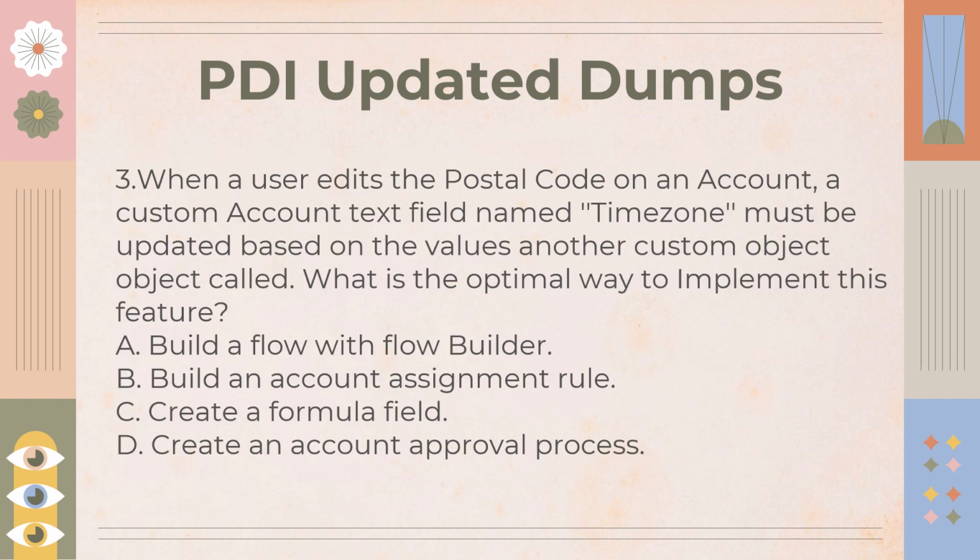3. When a user edits the postal code on an account, a custom account text field named timezone must be updated based on the values in another custom object. What is the optimal way to implement this feature? A. Build a flow with Flow Builder. B. Build an account assignment rule. C. Create a formula field. D. Create an account approval process.